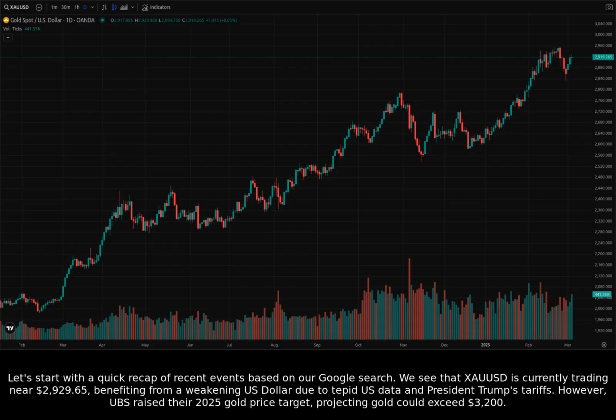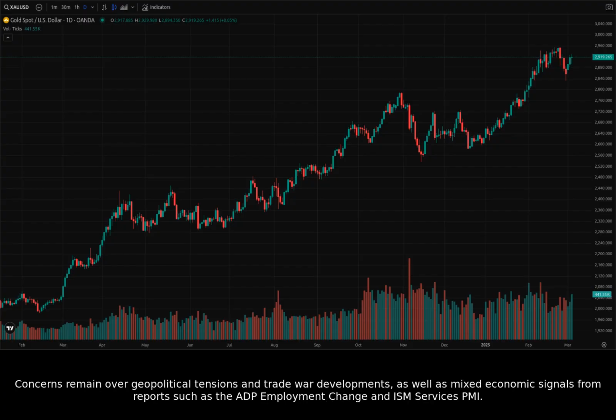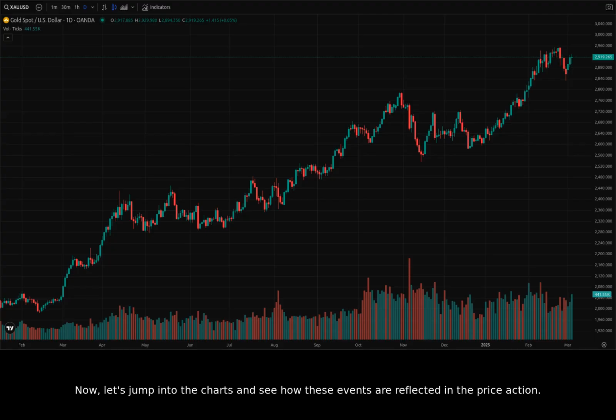However, UBS raised their 2025 gold price target, projecting gold could exceed $3,200. Concerns remain over geopolitical tensions and trade war developments, as well as mixed economic signals from reports such as the ADP employment change and ISM services PMI. Now, let's jump into the charts and see how these events are reflected in the price action.